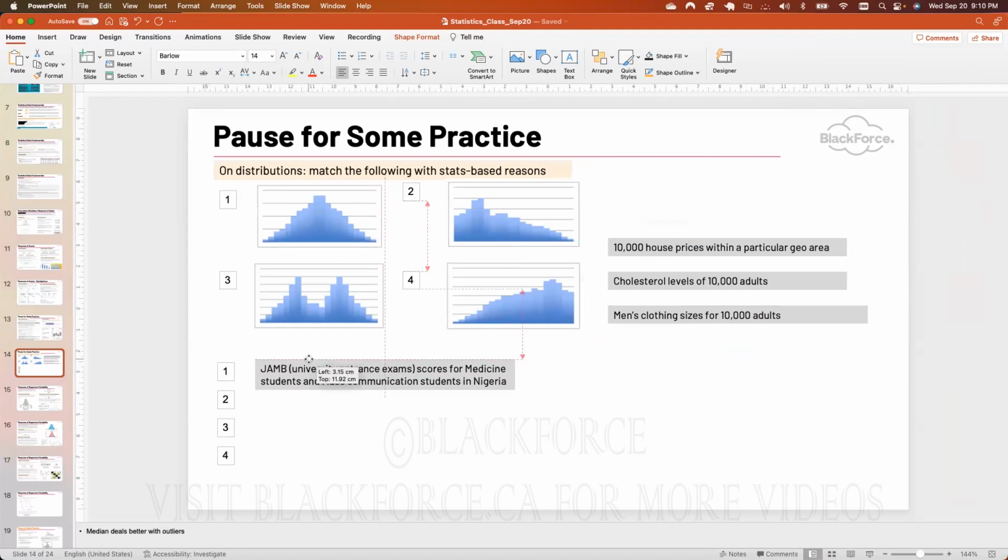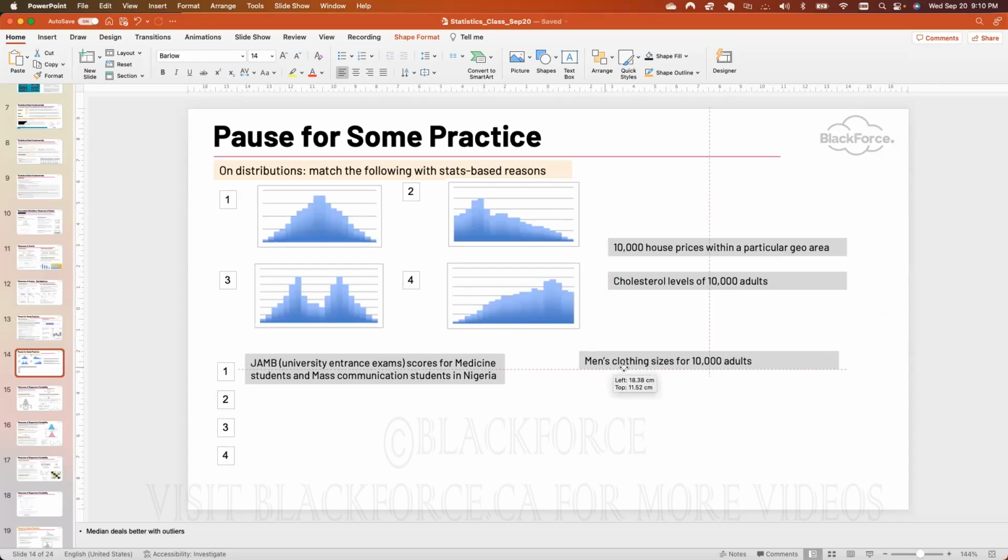So this comes here to 1, all right? So 10,000 house prices within a given geographical area. What distribution does this go to? Maybe we should go to the other ones as well. The last one is men's clothing sizes for 10,000 adults. Where do we think this should go? Clothing size for, let's say, pants.